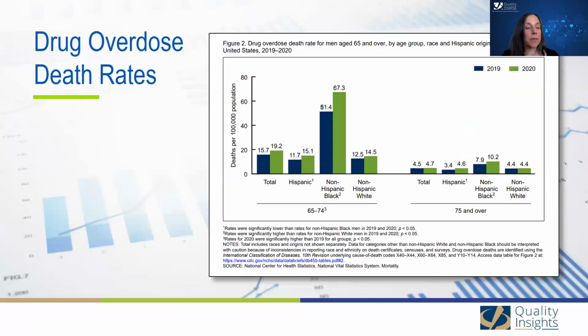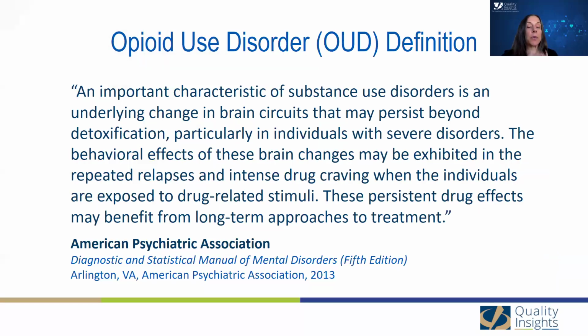Again, this kind of breaks down the drug overdose death rates. This is only to demonstrate that individuals over 65 are having increased drug overdose deaths. That is why we have to be really cognizant of all of these statistics, because that's primarily the population that we're seeing in long-term care facilities. So there is always a potential that we're going to have an individual who experiences an overdose in our facilities. So that's why we have to be very careful about opioid prescribing.